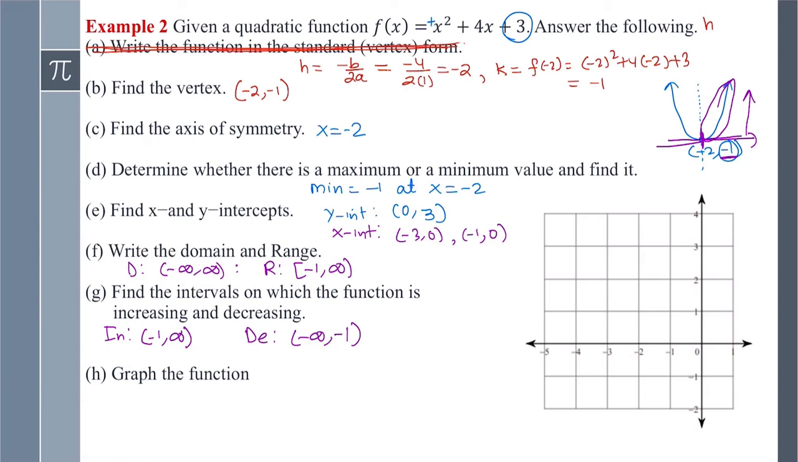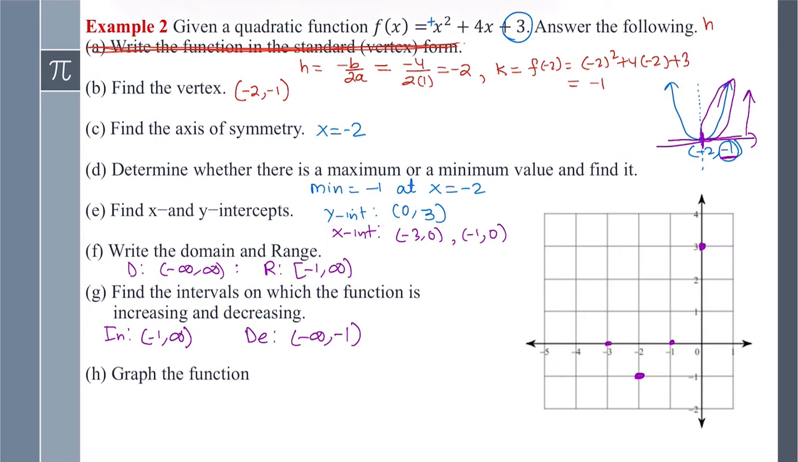Now again, to graph this, we are going to do the same thing that we did in our previous example. So first we are going to plot or graph the vertex, which is -2, -1. So right here. Then we'll put the x-intercepts, which are -3 and -1. So -3, -1. And then the y-intercept is 3.